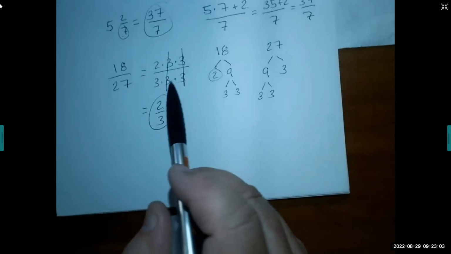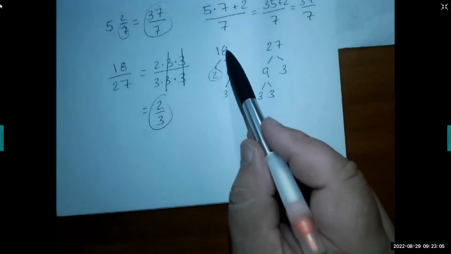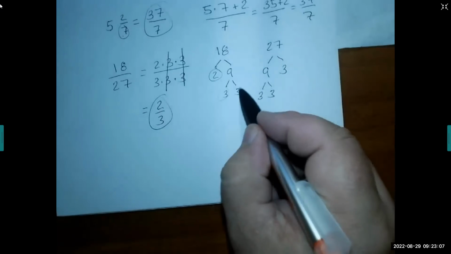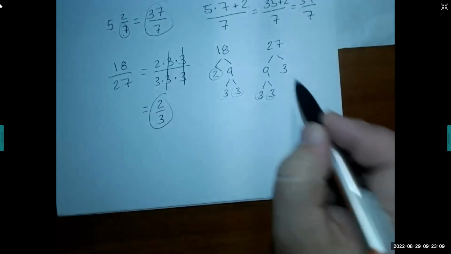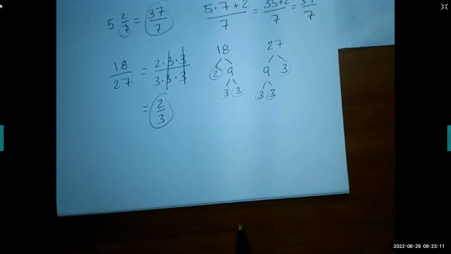Remember, this method is called prime factorization. We take the numbers and we break them down to their prime numbers. And then we cancel whatever is the same top and bottom.